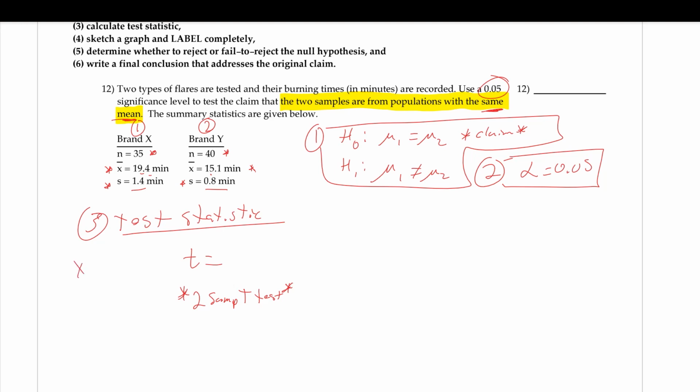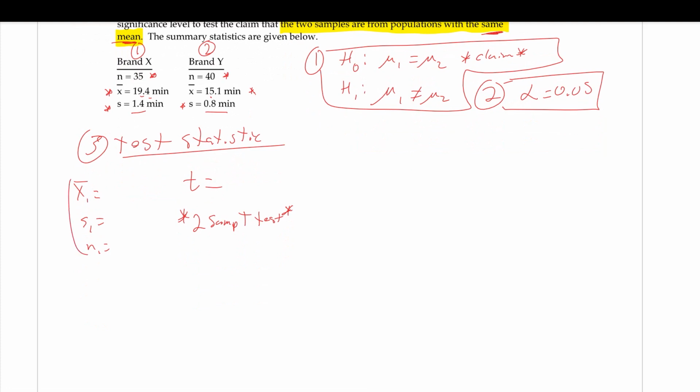And what are those? Well, it's going to be x1 bar, s1, n1. So that's for the first population, right? That's brand X. And then there's also the same stats for the second population. So I do see it listed above, but I'm just going to rewrite it over here. That way I have it in the correct order that our calculator wants it. That way I don't mix these numbers up. That's another common mistake. People mix these numbers up.